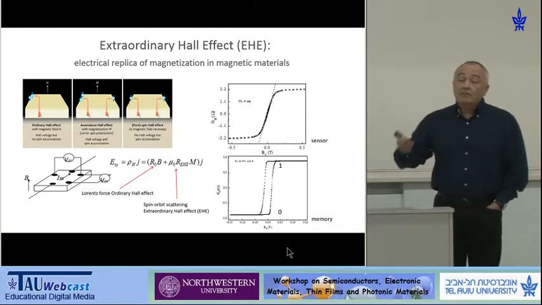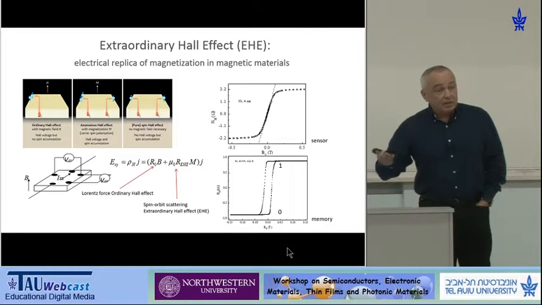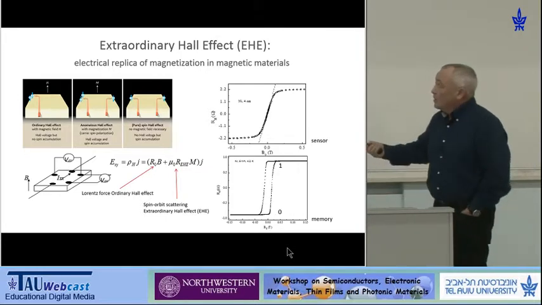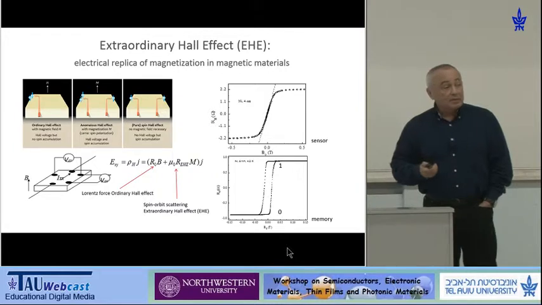Now, if we still have spin-orbit interaction, but zero magnetization like in normal metals, we again still have spin-orbit scattering.